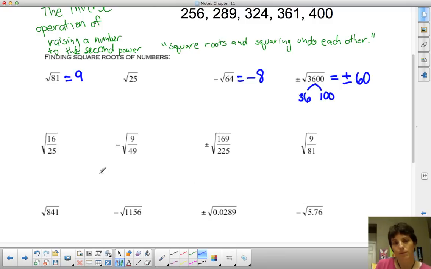I know we've talked about it, but don't forget about fractions: whenever we see a fraction, we can split it into 2 square roots. So we can treat this as the square root of 16 over the square root of 25. The square root of 16 is 4, and the square root of 25 is 5. So we're looking for the answer of 4/5.